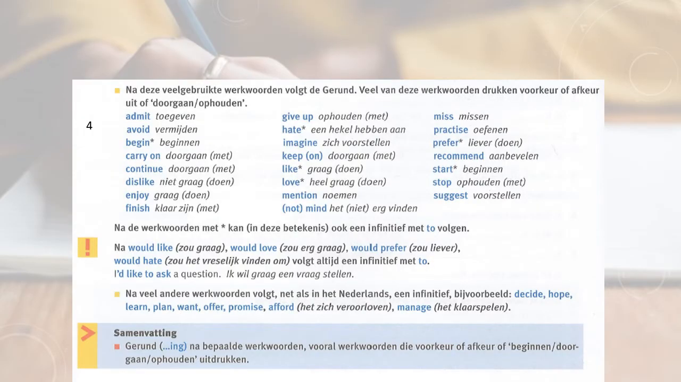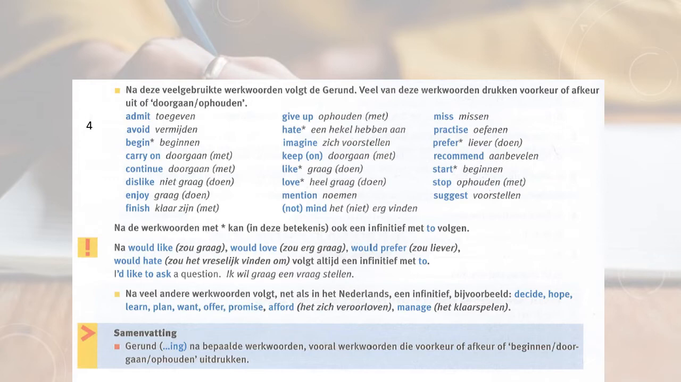And then if you look at number 4, we have a list of verbs that are followed by the gerund. So this is just a list of verbs that you can study by heart. And something that may help you to study these verbs is that a lot of these verbs express a preference, een voorkeur, disapproval, afkeur, or to continue or to stop.